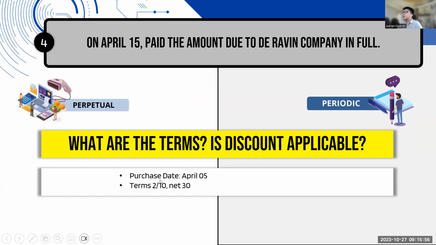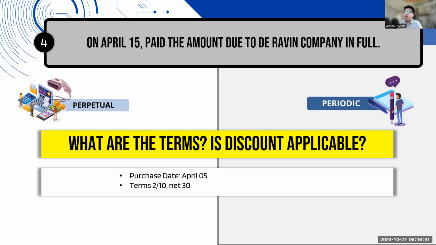So what are the terms? Ang purchase date natin is April 5. Our terms is 2/10. So IFCL. So IFCL is ignore first day, count last day. April 5, so ang first day ko is April 5, so I will ignore that. So April 6, 7, 8, 9, 10, 11, 12, 13, 14, 15. April 15, yung last day for you to be able to pay. Sakto, dun ka nagbayad. Therefore, you're applicable to a discount.